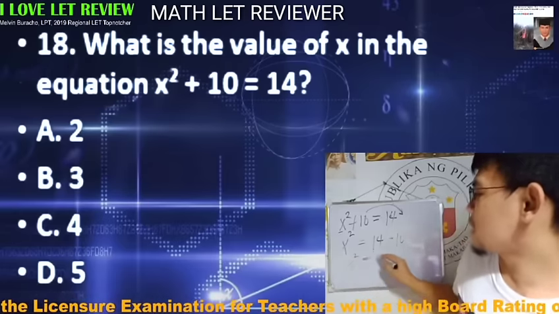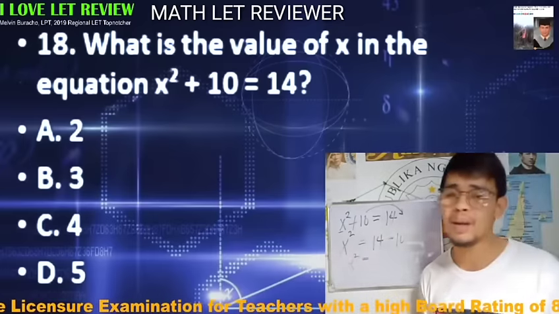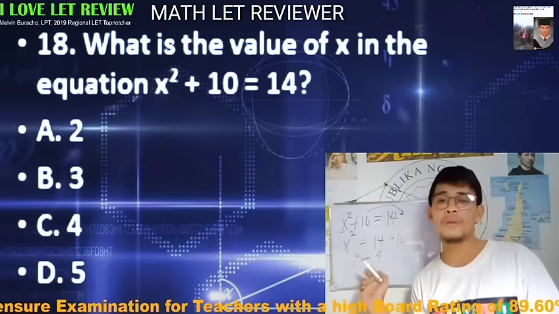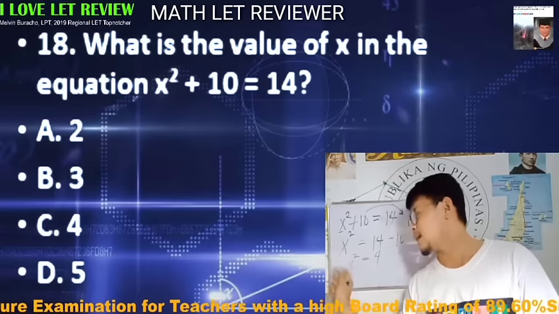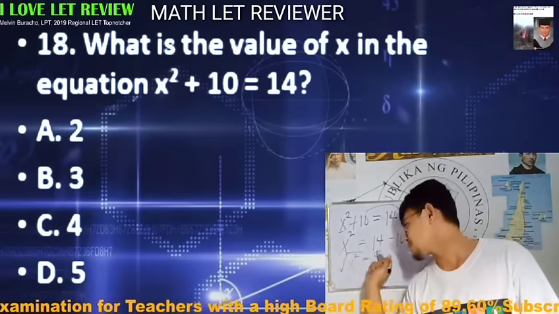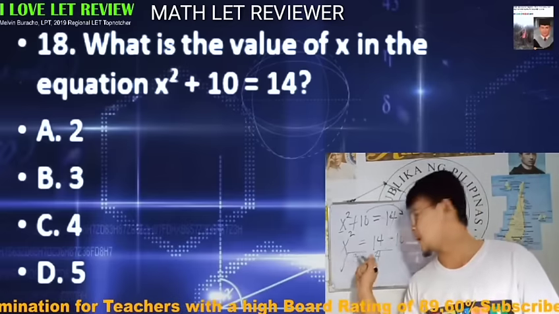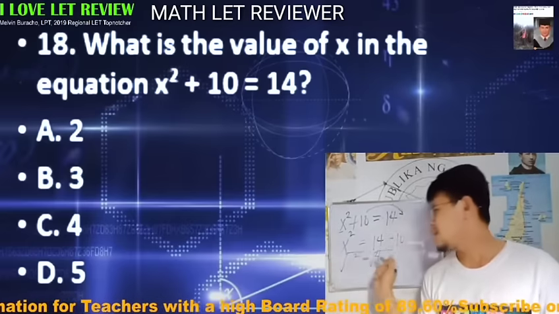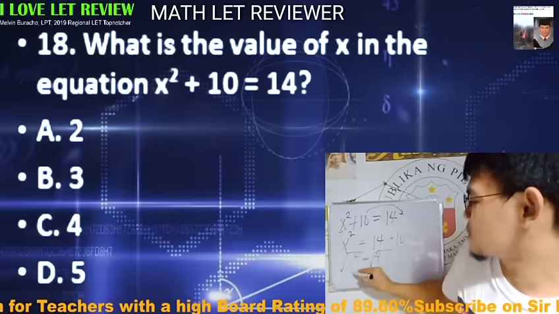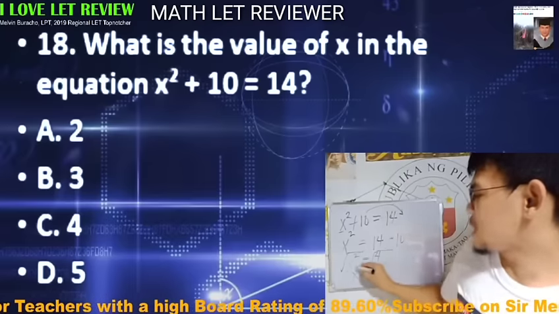X square equals 14 minus 10. Use your calculator there. That is 4. To solve for X, is it X already? Not yet. So, you just have to take the square root of X square. So, this will become the square root of 4. That is X equals 2. Now, look at the choices.